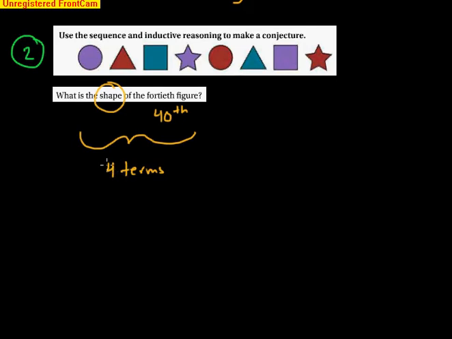Okay. So here's the idea. What is the 40th term going to be? Well, we can take the number 40, and let's see what happens when we divide it by 4, the number of terms. If we get no remainder, it'll be in one spot. If we get a remainder, we'll be able to find the spot of that term. So I'll take 40, and divide it by 4. And when I divide by 4, I get 10 with a remainder of 0. So here's what it means. It means that every fourth term is a star.